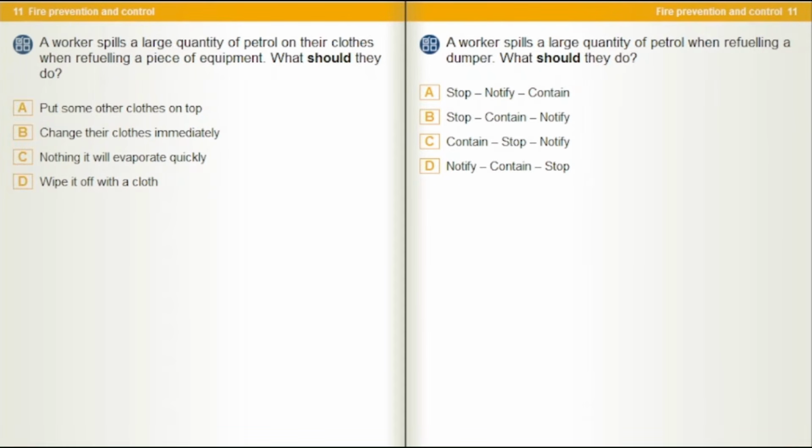A worker spills a large quantity of petrol when refueling a dumper. What should they do? Stop, notify, contain. Stop, contain, notify. Contain, stop, notify. Notify, contain, stop.